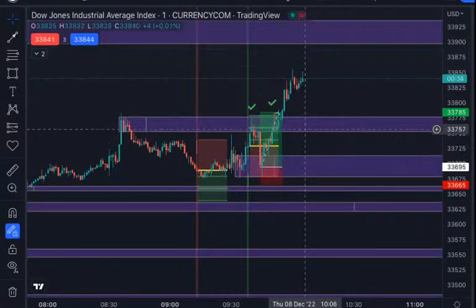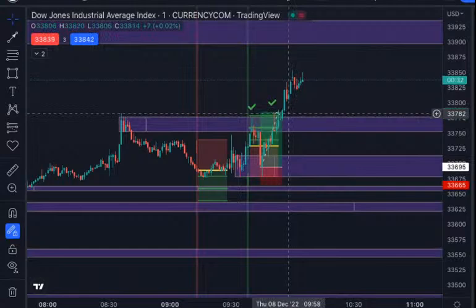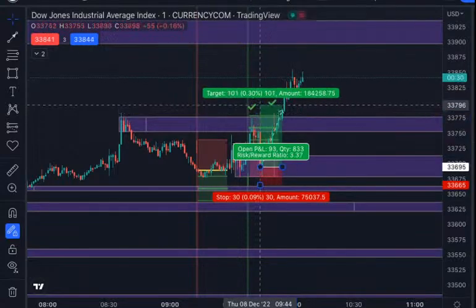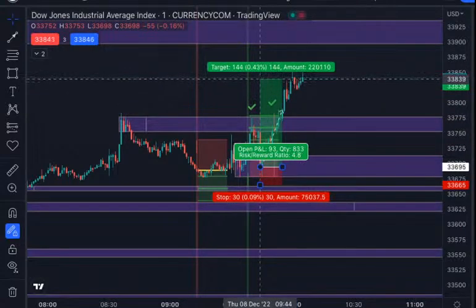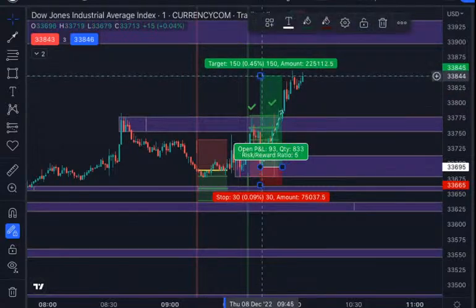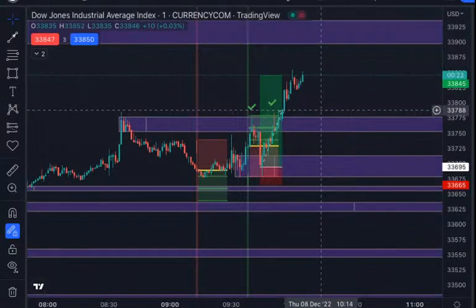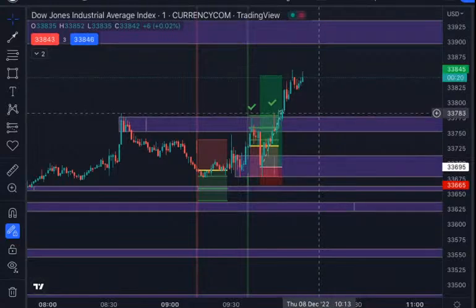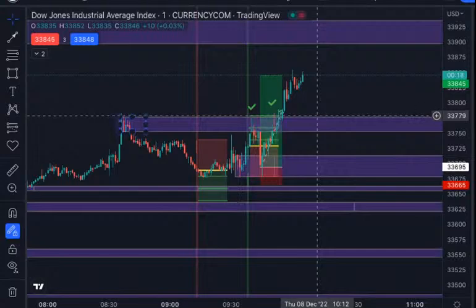Boom. All right, so it literally just took off. What is this? 150. You talking about 5 to 1? Ah, man, how beautiful would that be? A 5 to 1. Done, right? You're done trading for the day. You should hit your proper risk management. You should hit your percentages with a 5 to 1.